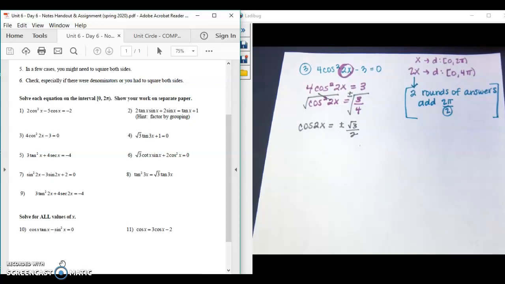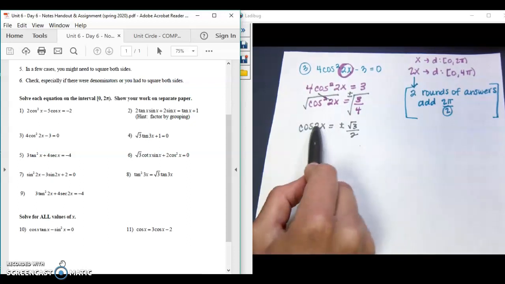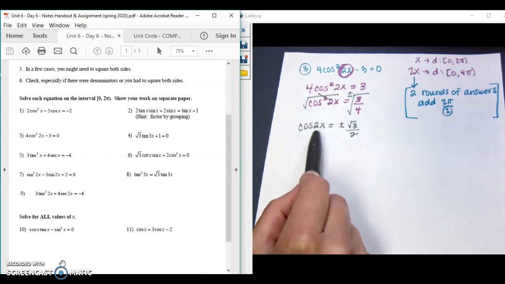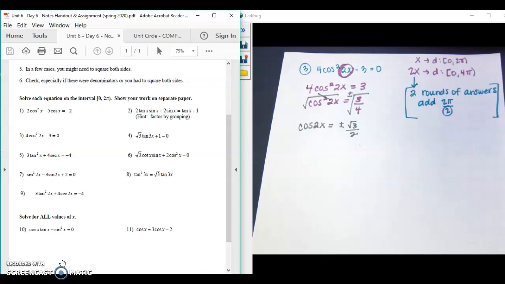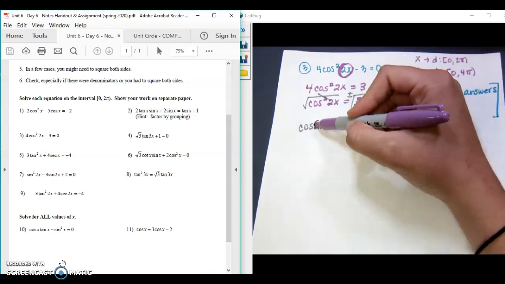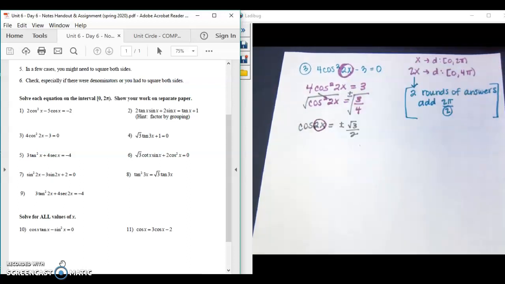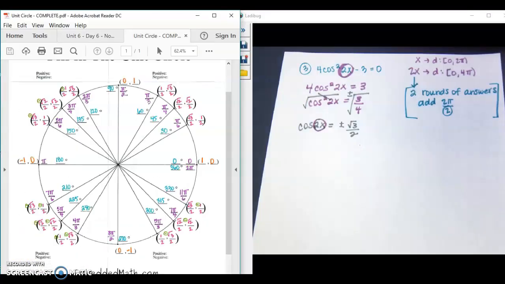Okay, so it says cosine of 2x. This 2 is inside of cosine, so you cannot just divide by 2. It is equal to plus or minus the square root of 3 over 2. So once again, we have this 2x, which means we're going to have to do 2 rounds of answers. So for the first round of answers, you're going to use your unit circle, and we want to look at all the places where cosine, or the x value, is square root of 3 over 2.